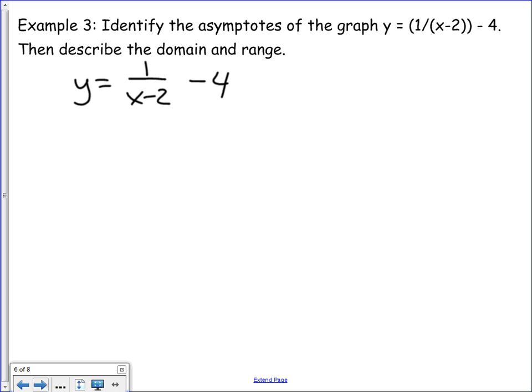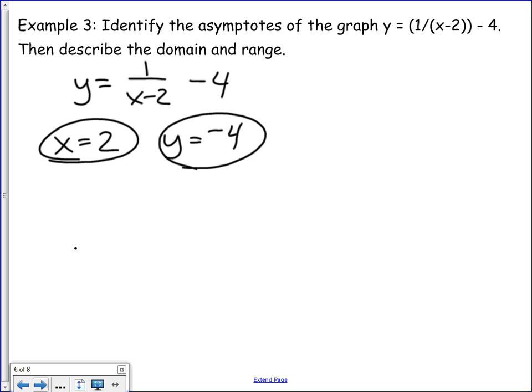And it says describe the domain and range. So our vertical asymptote will be x equals 2, okay, because it's in the form of a divided by x minus h, and x equals h is what the vertical asymptote is. So in this case, x equals 2. And y equals k, but normally it's plus k here, and so since it's minus 4, y is negative 4. Okay, and that's our vertical and horizontal asymptote.